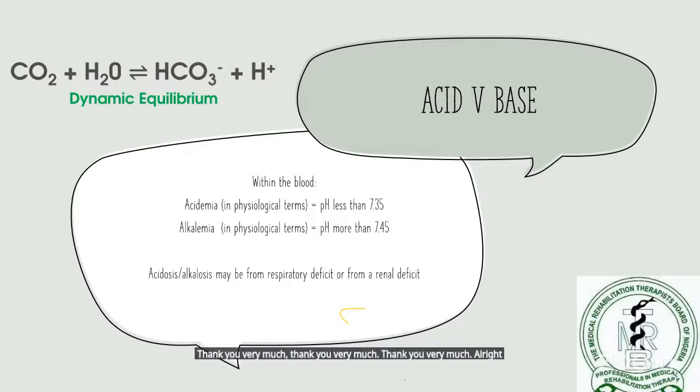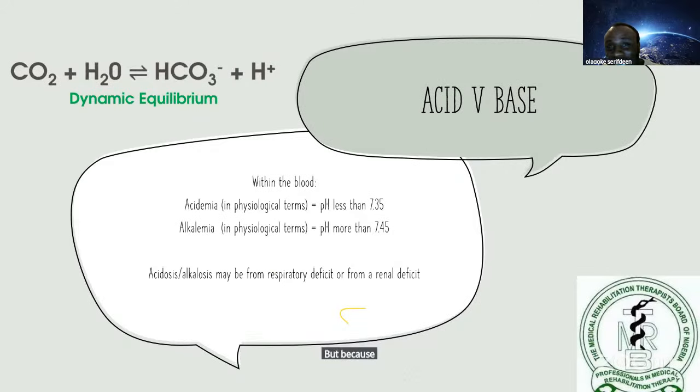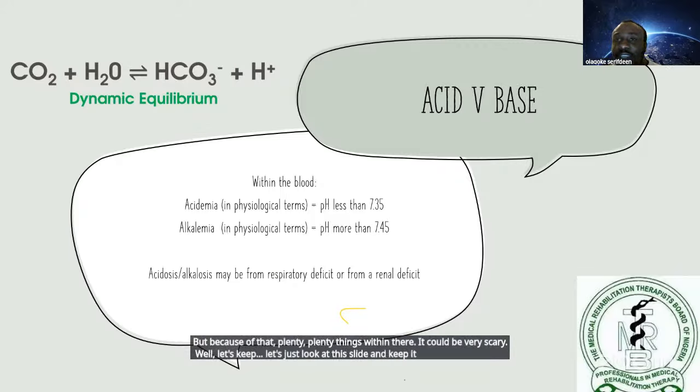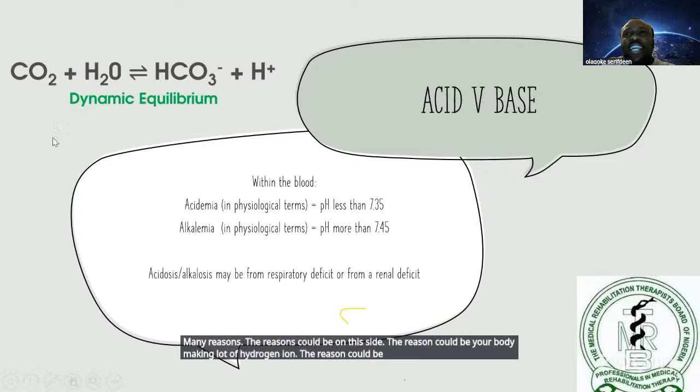All right. So remember that. Let me say a few more things about this hydrogen ion before we leave this slide. These hydrogen ions can be utilized in different forms in our body. I could have gone back to the previous equation, but because of plenty of things within there, it could be very scary. Let's just look at this slide and keep it very basic. Let's say somebody has plenty of hydrogen ions in their body now. The reason could be your body making a lot of hydrogen ion. The reason could be your body retaining CO2.